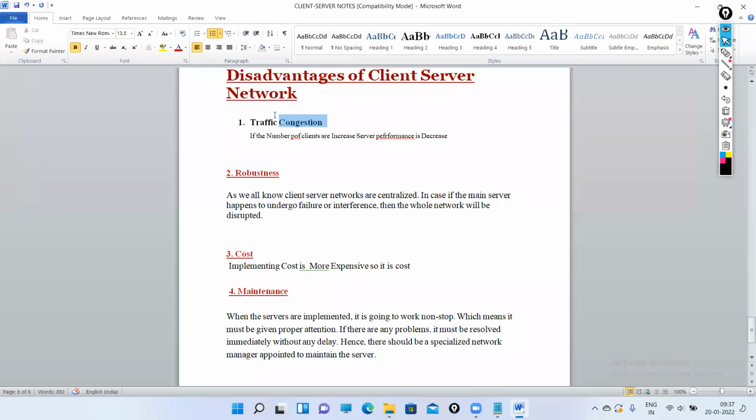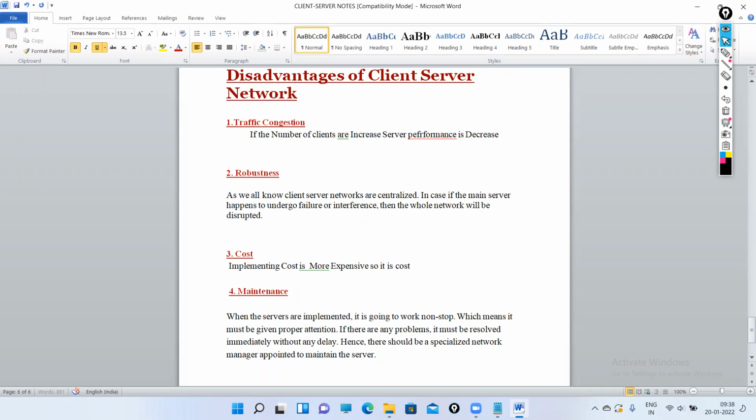Next, traffic congestion. Traffic congestion means what, madam? Whenever the number of clients increases, server performance decreases. This is also one disadvantage of our client server model. Okay, sir. These are all the disadvantages. Any doubt, madam? No, sir.